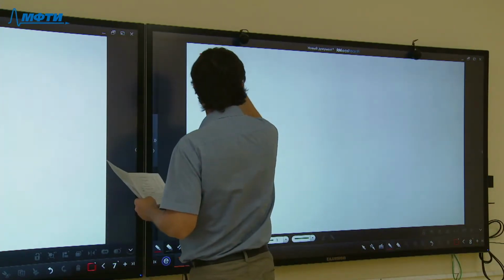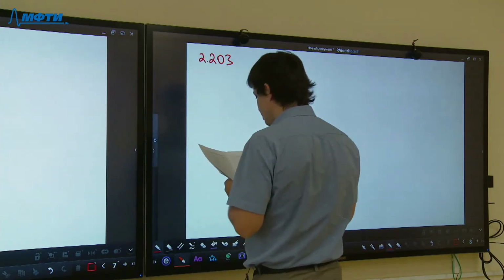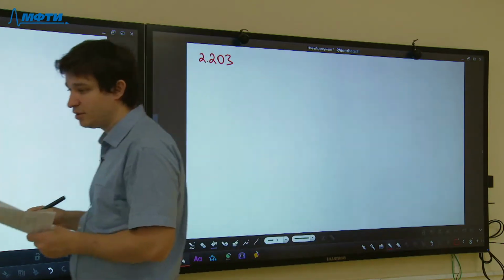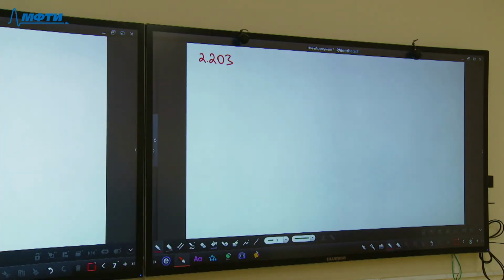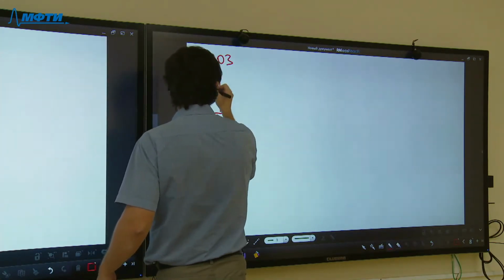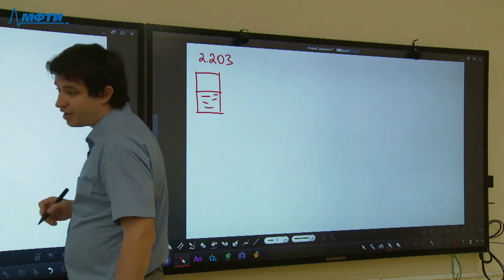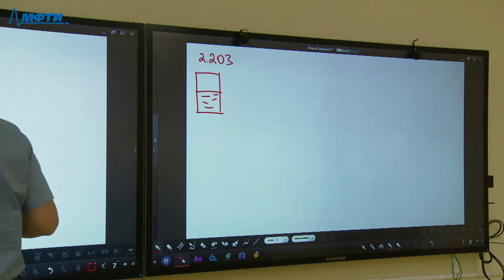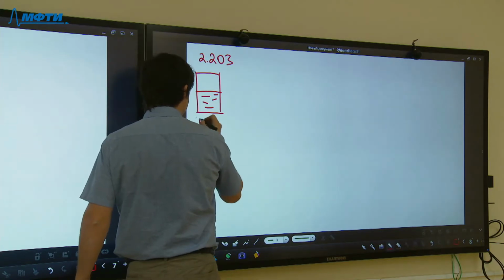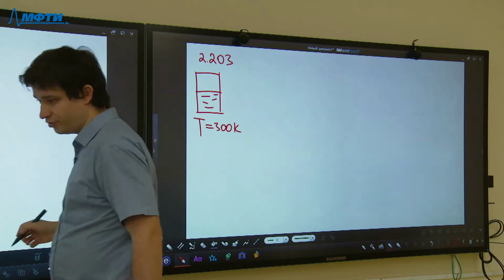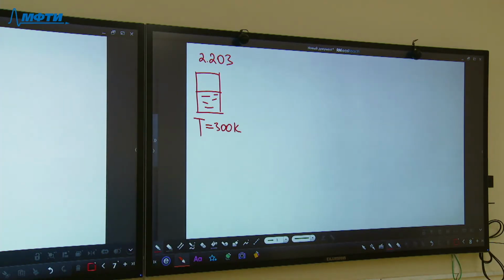2.203. The problem says, what fraction of volume of a vessel must liquid ether occupy at room temperature? So T equals 300 Kelvin. That's the usual value for the room temperature used in problems.